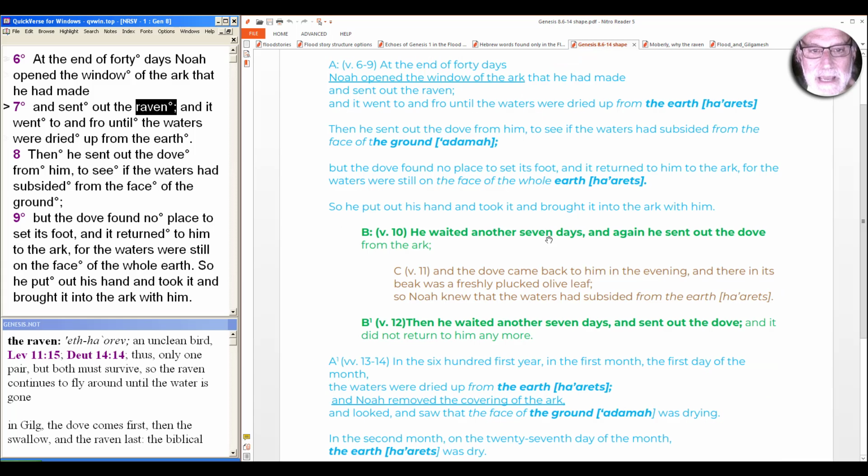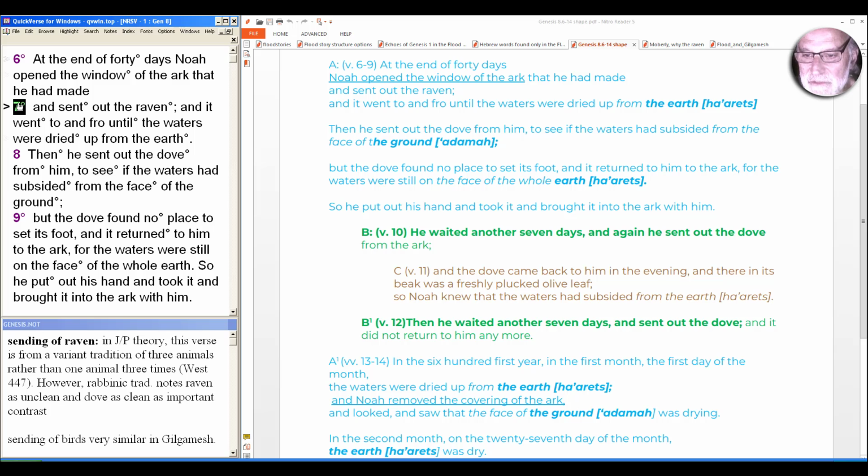So let's look now at this shape so we can see more of how this goes as we follow it in here. So what I want to highlight is the role of the two different birds and what we see all in this A section. So here we have in verse 7 the sending of the raven, and as my note is suggesting there, just what I was just saying to you.